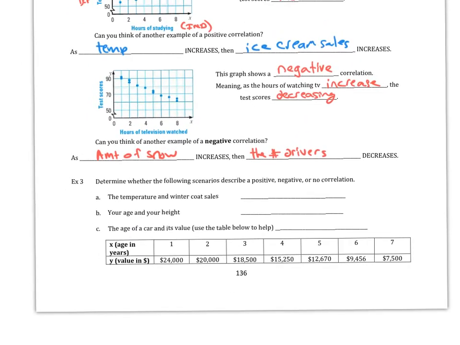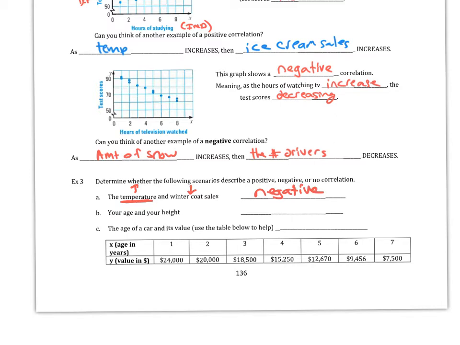All right, here we go, example 3. Determine whether the following scenarios describe positive, negative, or no correlation. So the temperature and winter coat sales. As temperature goes up, so this is your independent variable, as temperature increases, winter coat sales are going to decrease. Okay, they go in opposite directions, so that's negative. If they go opposite directions, it's negative.